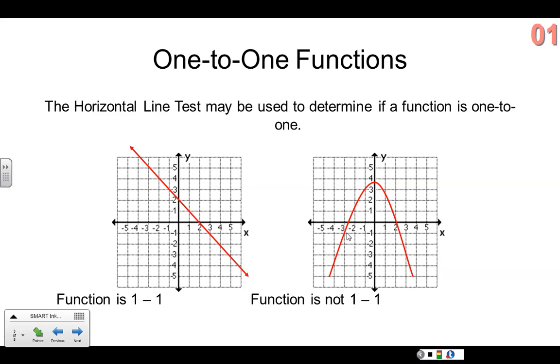However, the parabola function I have here, this upside down parabola, is not one-to-one because if I were to draw a horizontal line through, it passes through more than one point. So therefore, it is not considered to be a one-to-one function.